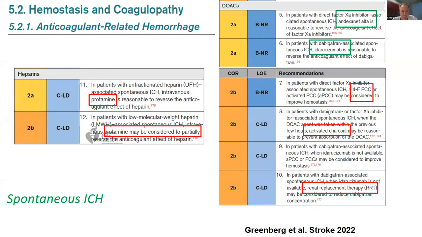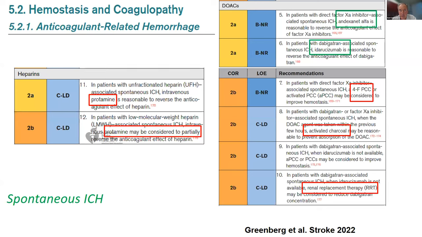And that also is true in low molecular weight heparin. Protamine may be considered to partially reverse the anticoagulant effect, so it may be helpful. Then for the DOACs, we have the anti-10A inhibitors, and there is emerging evidence on the use of andexanet alfa that can be used as an antidote. And for the direct antithrombin ones, so dabigatran, etc., there's idarucizumab that can be applied.